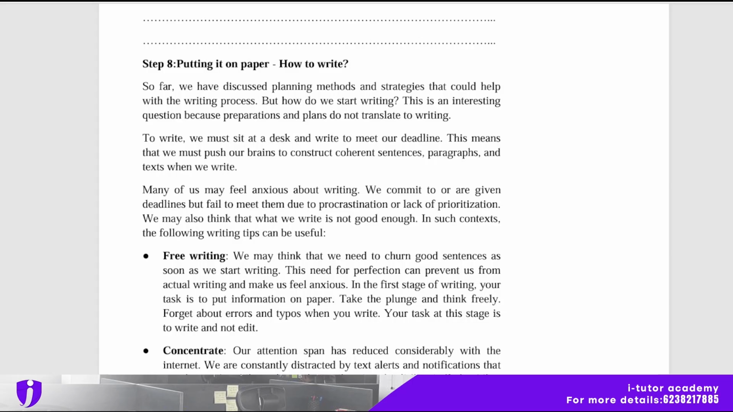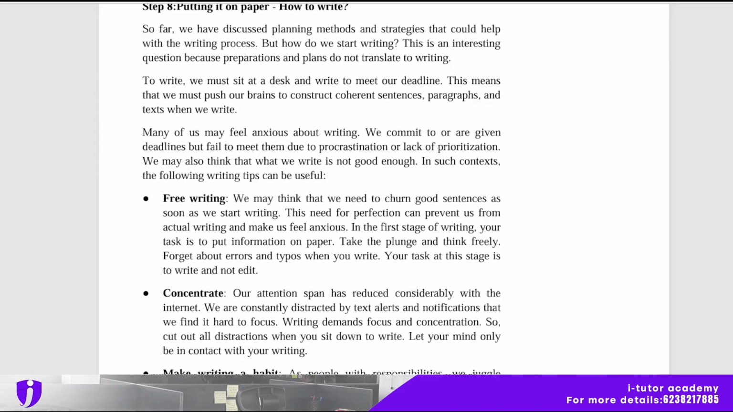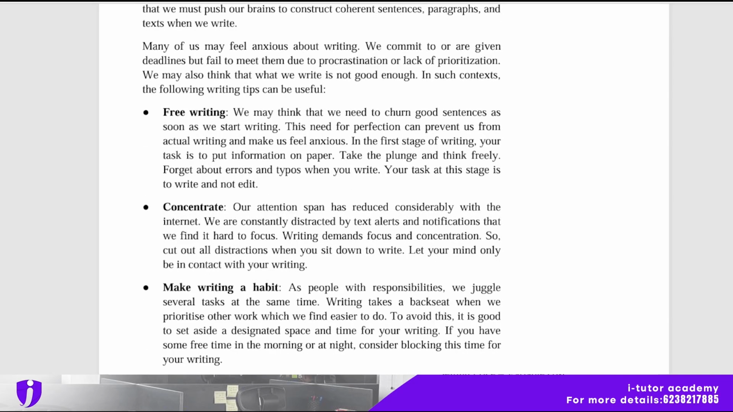So far we discussed the planning methods and strategies that could help with the writing process, but how do we start writing? This is an interesting question because preparation and plan do not translate to writing. And to write, we must sit at the desk and write to meet our deadline. This means that we must push our brain to construct coherent sentences, paragraphs, and text when we write. So in such a context, the following writing tips can be useful.